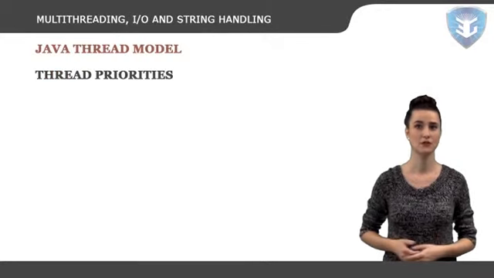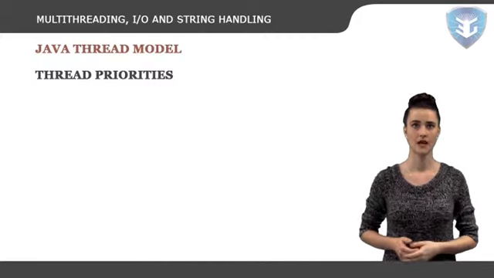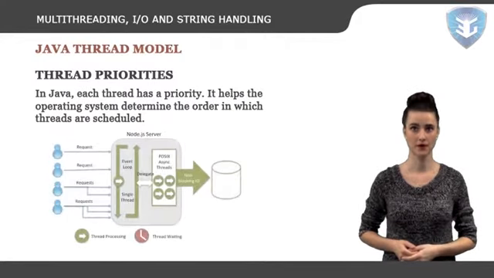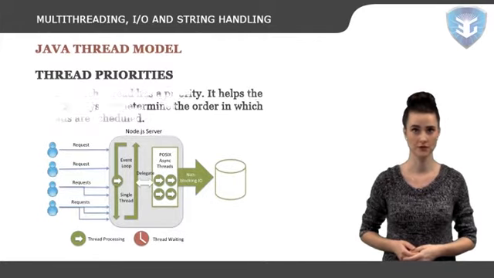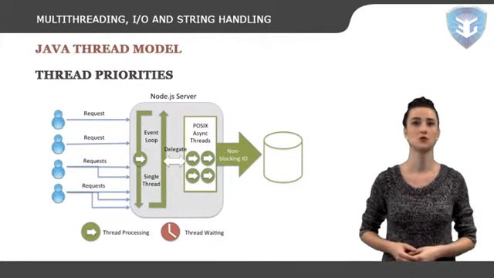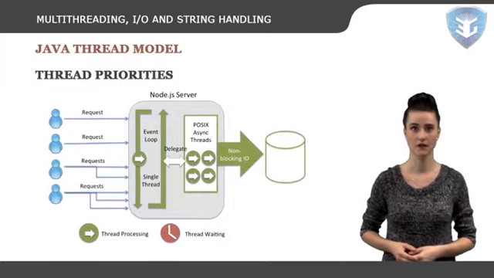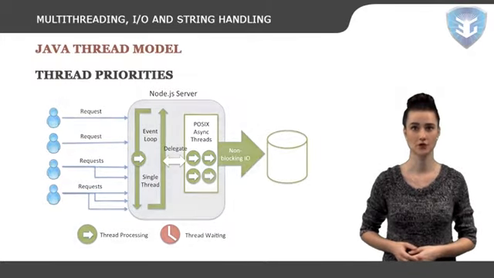Let's understand thread priorities. In Java, each thread has a priority. It helps the operating system determine the order in which threads are scheduled. Thread priority decides when to switch from one running thread to another. This process is called context switching.